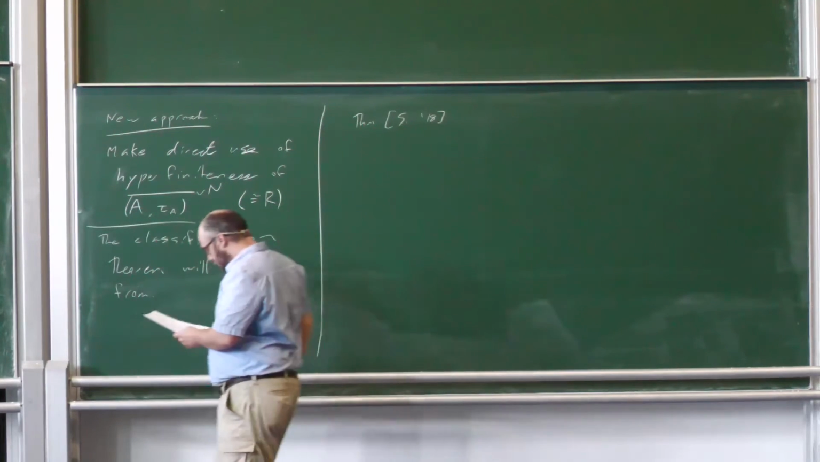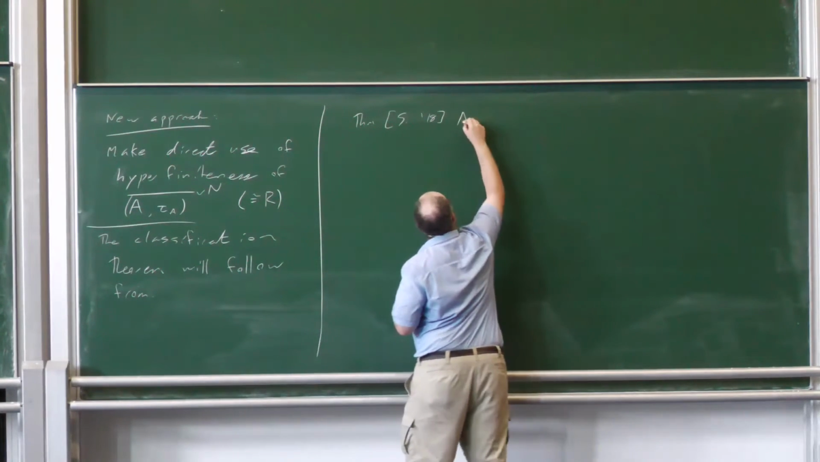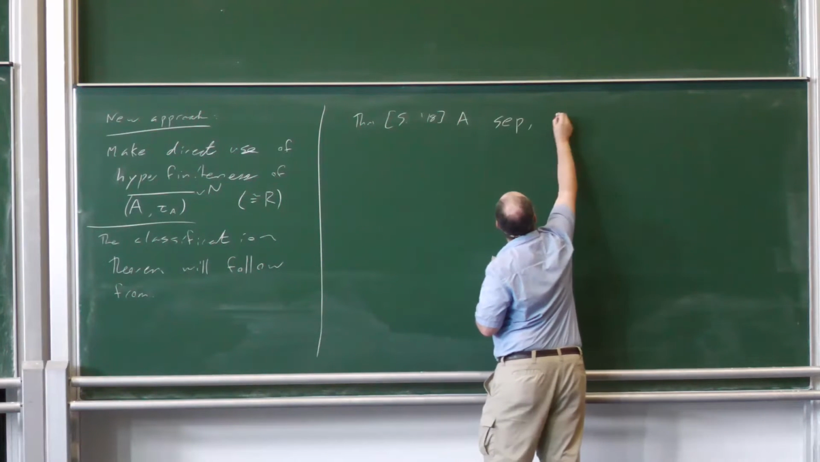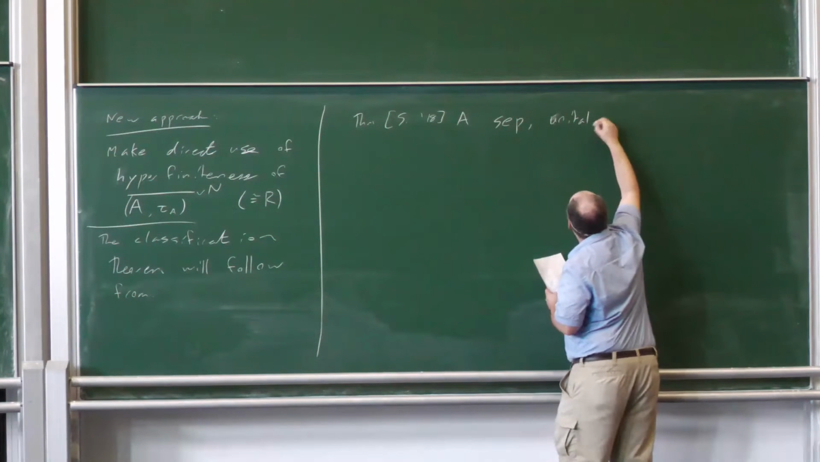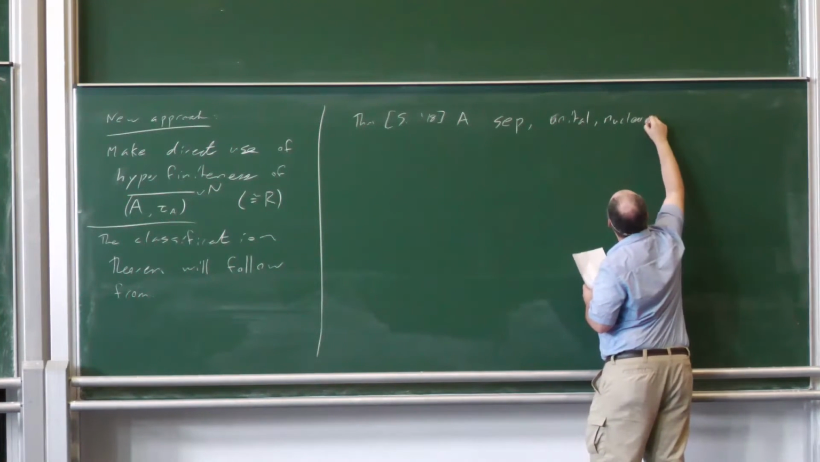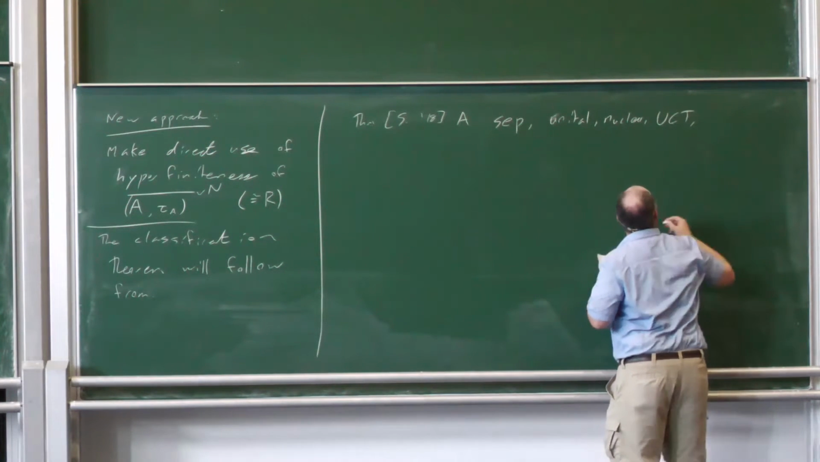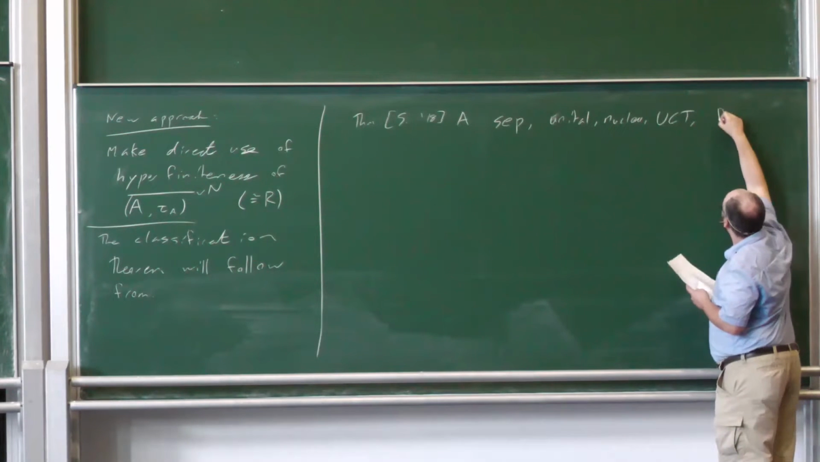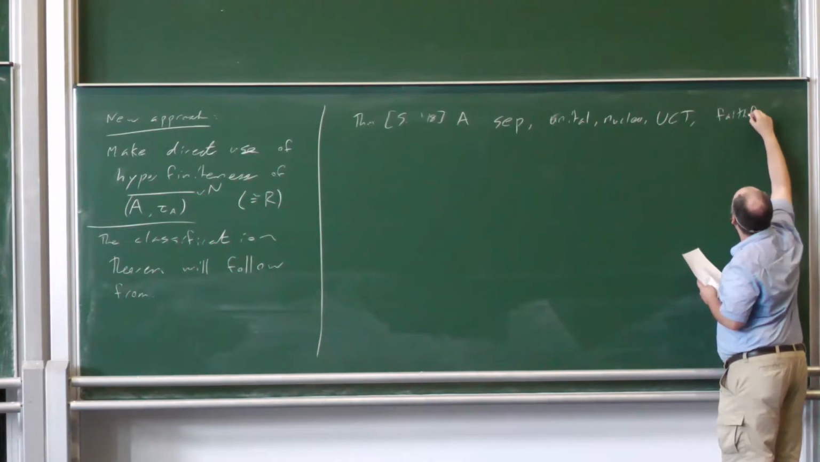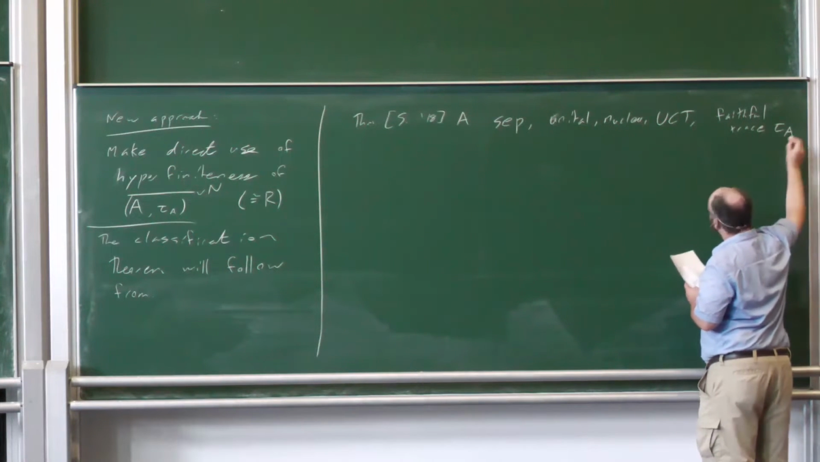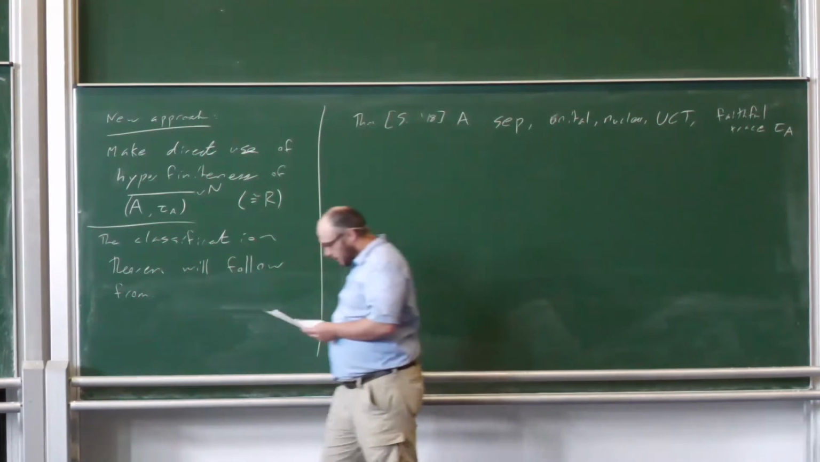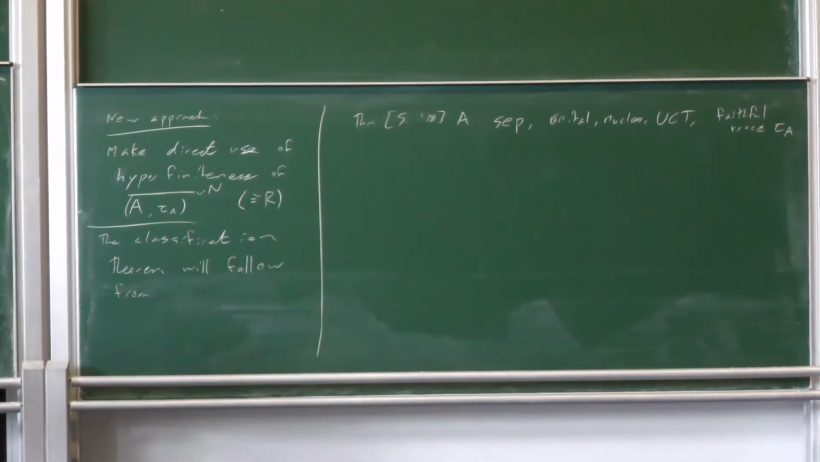So if you have A a separable, unital, nuclear, UCT, and with a distinguished trace, which is faithful. So A could have many traces, but it has at least one faithful one, and I'm going to just fix that one once and for all.